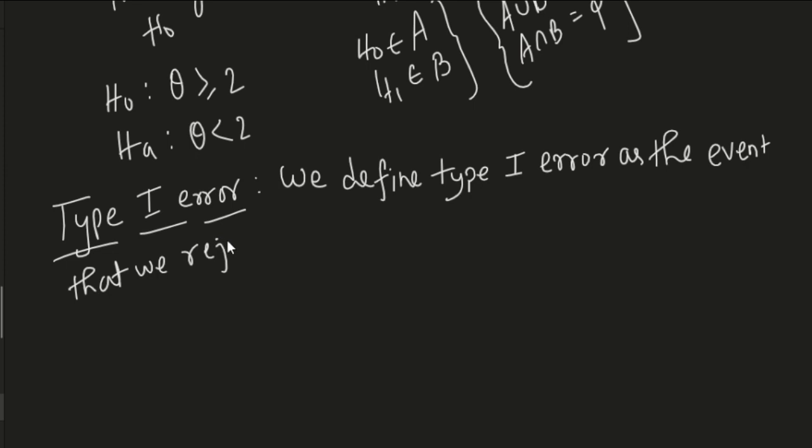that we reject h naught when h naught is true. So type 1 error is defined as the event that we reject h naught when h naught is true, and we can find the probability of type 1 error, right? So it basically is this.